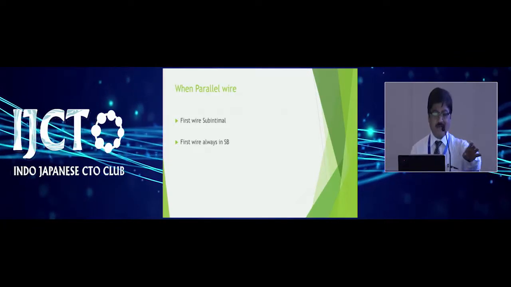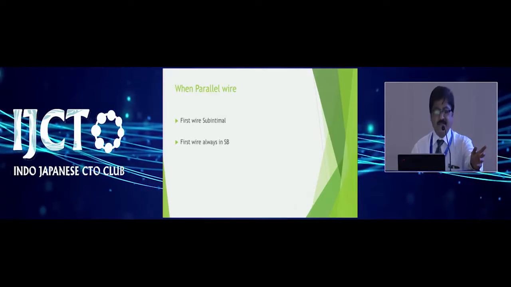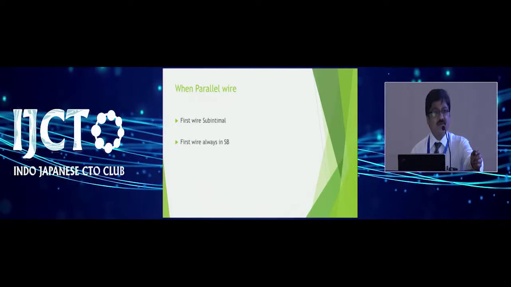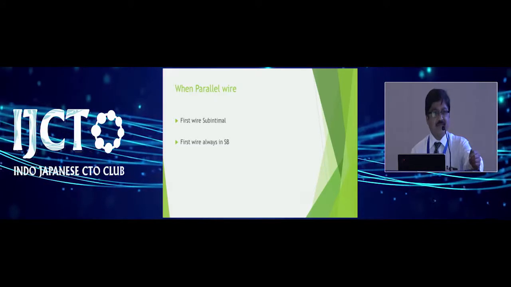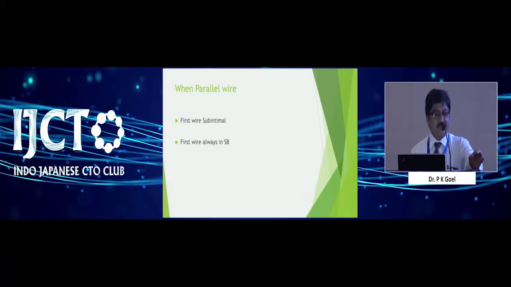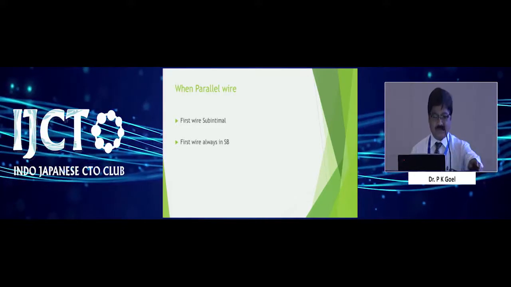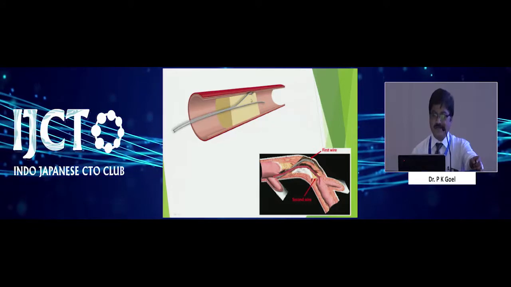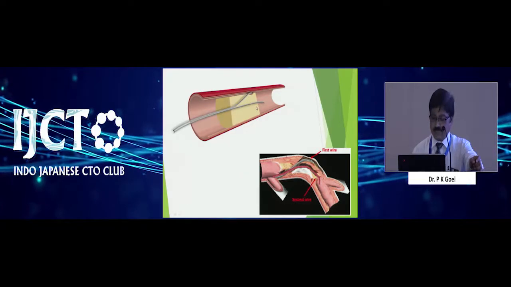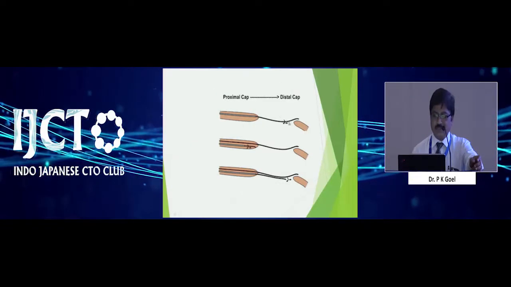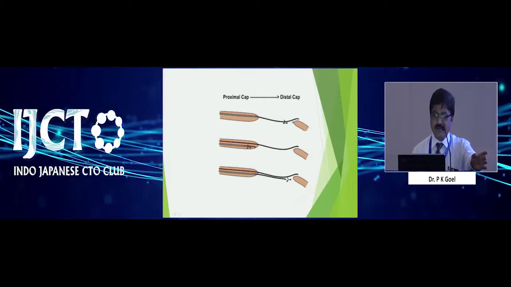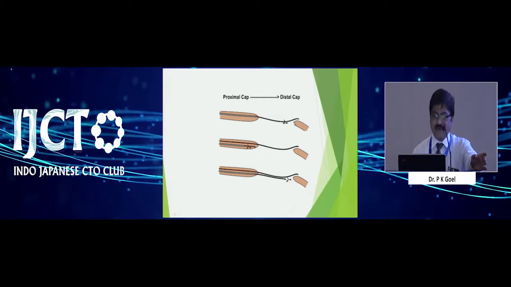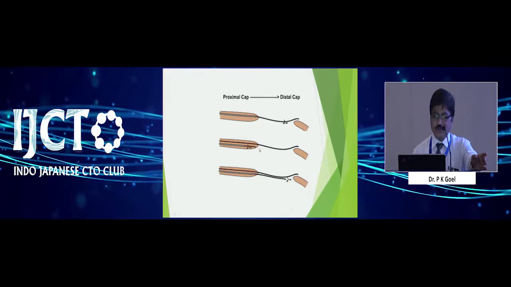So with parallel wire, if the first wire is subintimal, or the first wire, the CTO wire, is always going into a side branch, either before getting into the CTO or immediately or somewhere within the CTO segment, you leave the first wire in the subintima and you have the second wire, and that is the parallel wire technique. Usually this happens, as you saw in the live case today also, at the distal part. Before exiting the distal cap, the wire gets subintimal. So you bring a second wire.